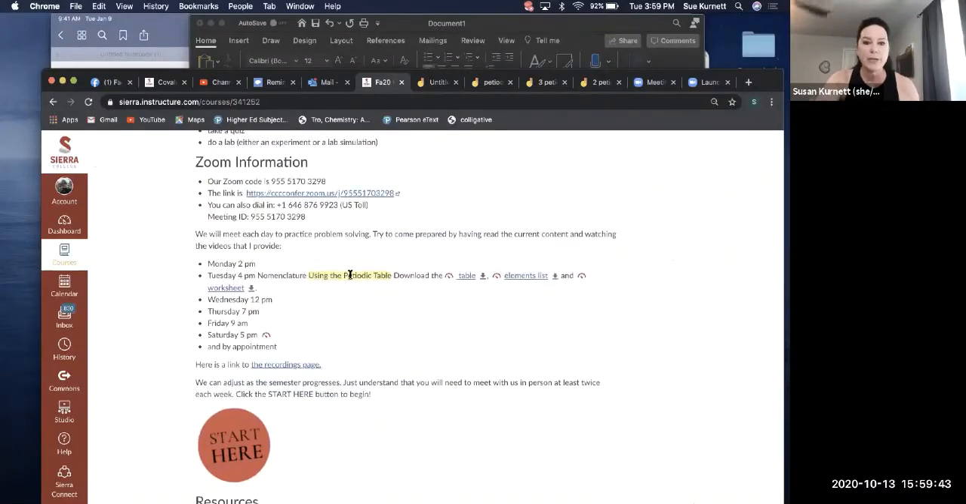So I have posted, today is Tuesday, and we're going to do nomenclature, but we're going to do it with a twist. And I hope that you find this puzzle to be fun. So download a periodic table, the list of elements, and then the worksheet. And our goal is to work through the worksheet. And this is to get us ready for when we do nomenclature on the test this week.